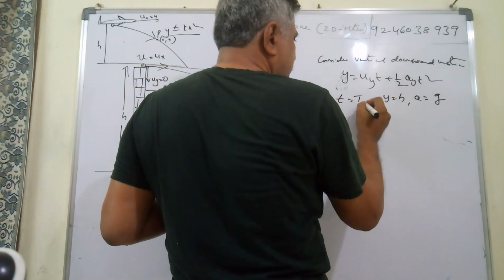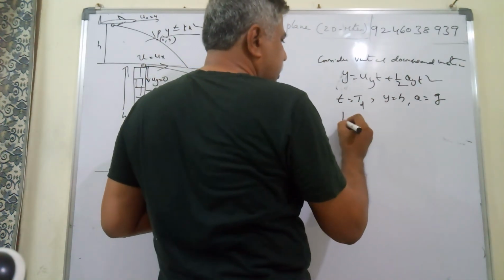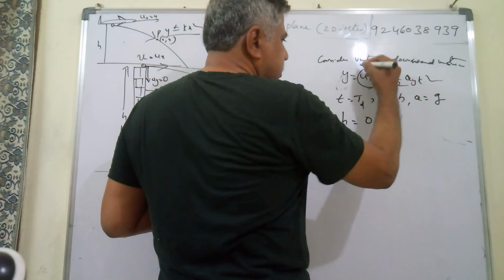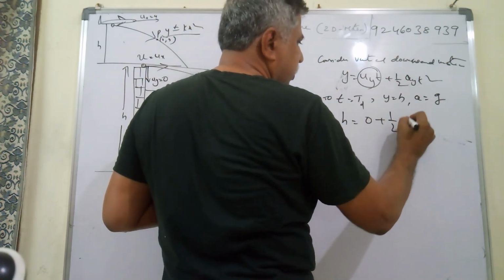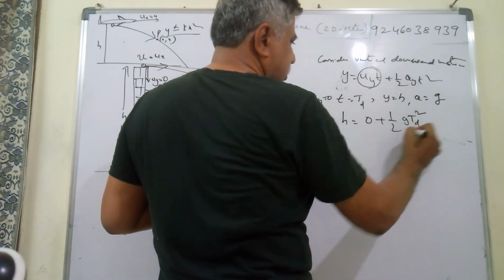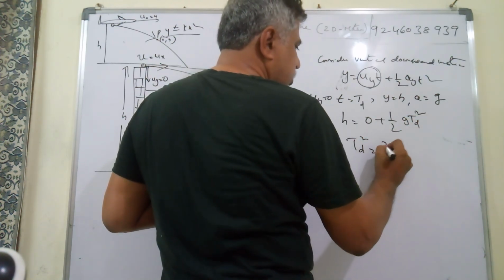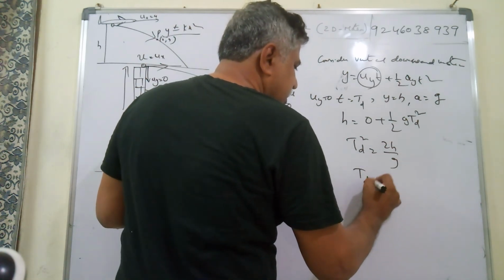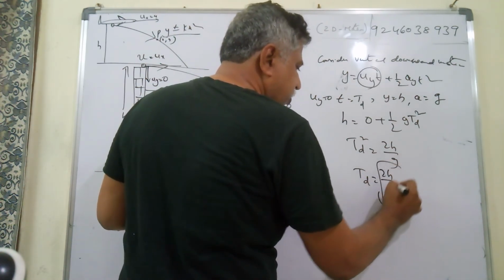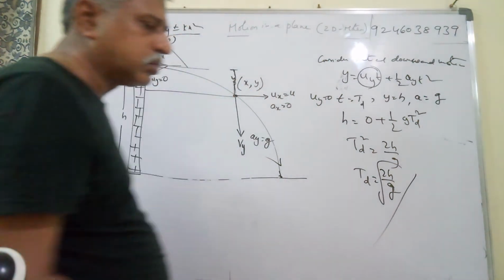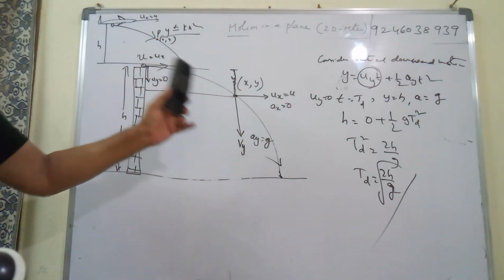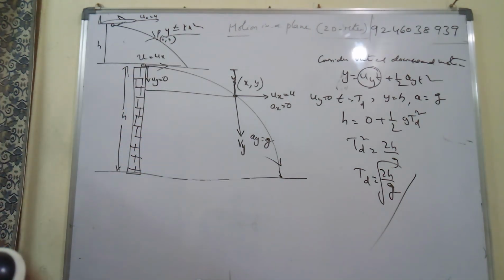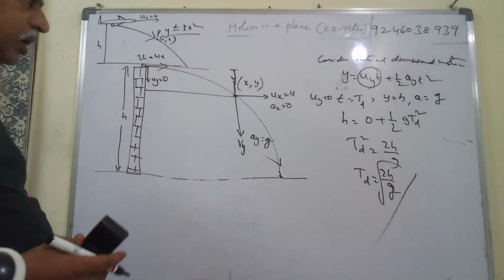We will find the time of descent. h is equal to 0 plus half g t square, since uy is 0. So td square is equal to 2h by g, and td is equal to root of 2h by g. That is the time of descent, the time taken by a horizontal projectile from this height to the ground, or simply the time of flight of a horizontal projectile.